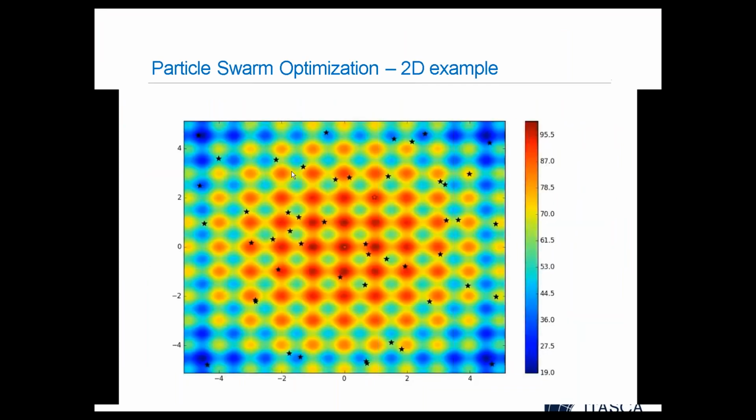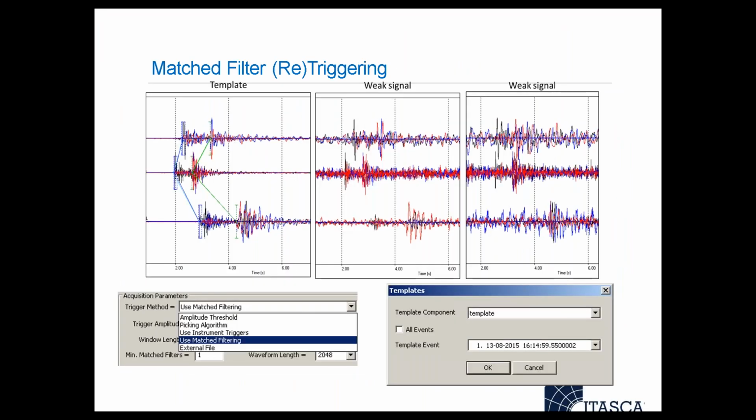So that's the functions in terms of the source scan. The next one is the matched filter triggering or matched filter retriggering, depending on if you have a template already before you trigger the data or you don't. The idea of matched filter is to use a strong signal as a template to cross correlate with your data stream and look for signals that match the same pattern. So that's the idea behind the matched filtering.